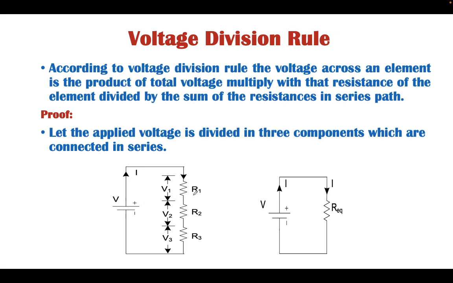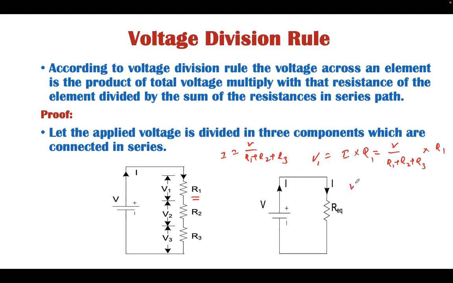Now in this case, if we want to find out the voltage across R1, then first of all we have to calculate the current in the circuit. I is equal to V by R1 plus R2 plus R3. Then the voltage V1 across this resistance R1 will be V1 is equal to I into R1, and I is nothing but V by R1 plus R2 plus R3, into R1. This is the voltage across R1.